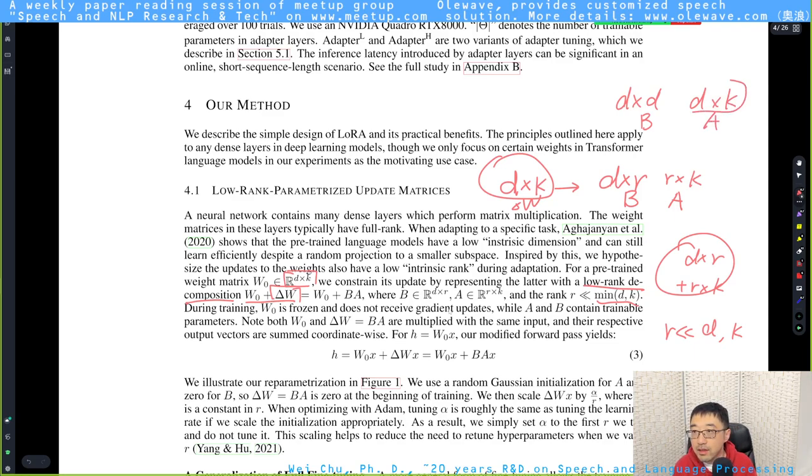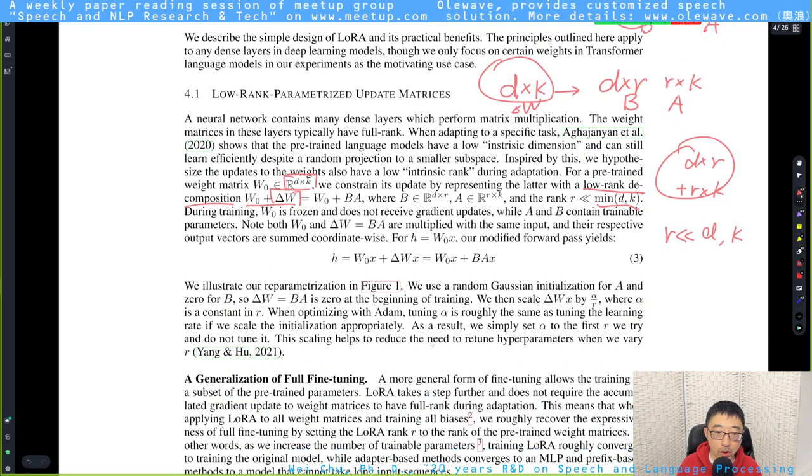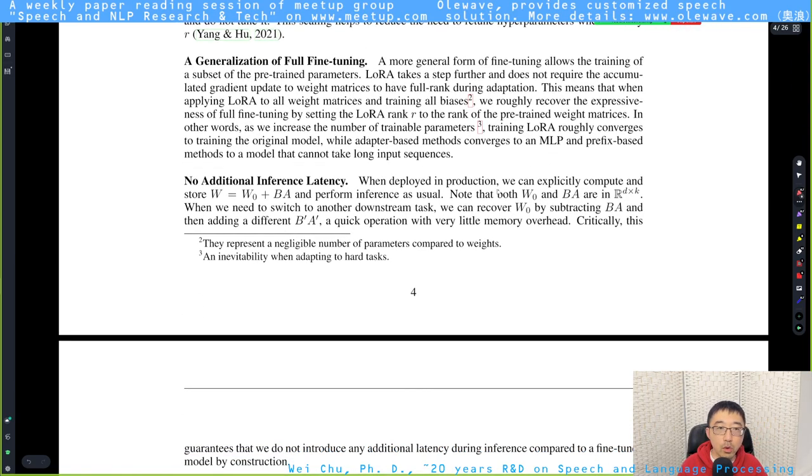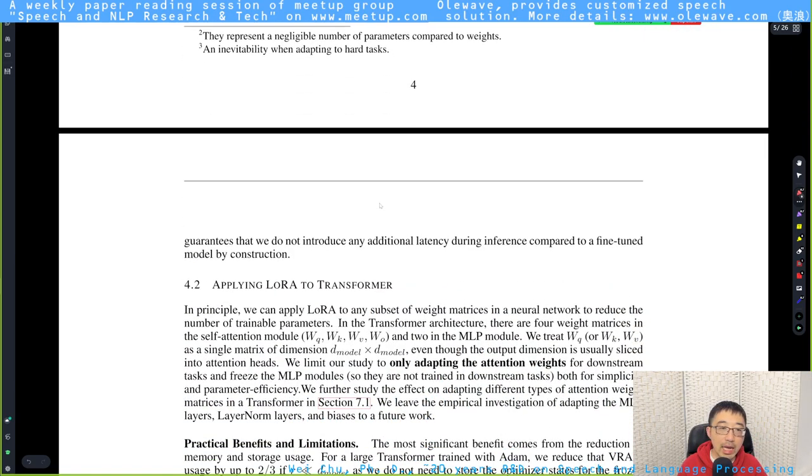Actually, you can see here, it's indeed adding an actual computational cost because the R is too big, right? So they made a sacrifice by assuming the characteristic of the W is a low rank matrix. Okay. Generalization of full fine tuning. I think that's what I just talked about. No additional inference latency. I just covered that.